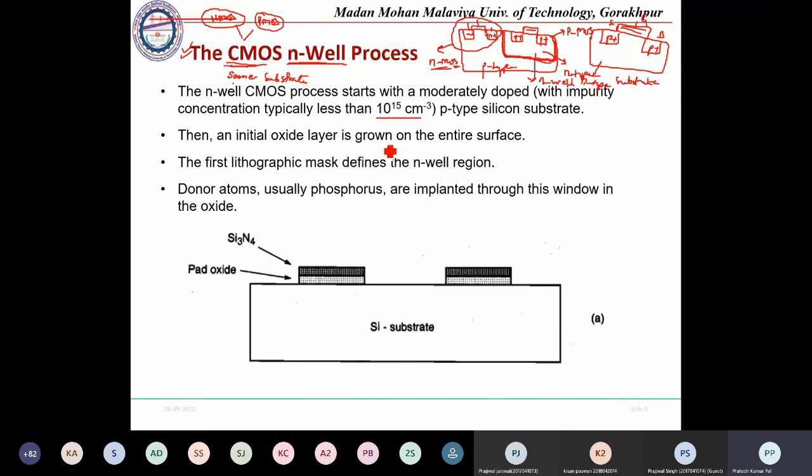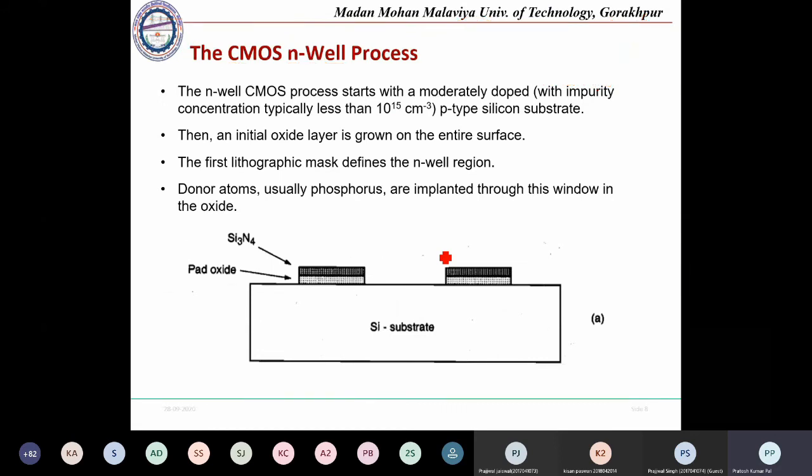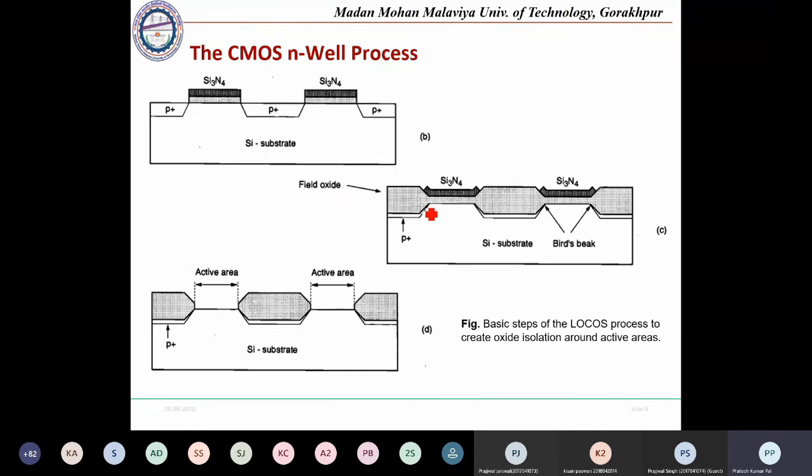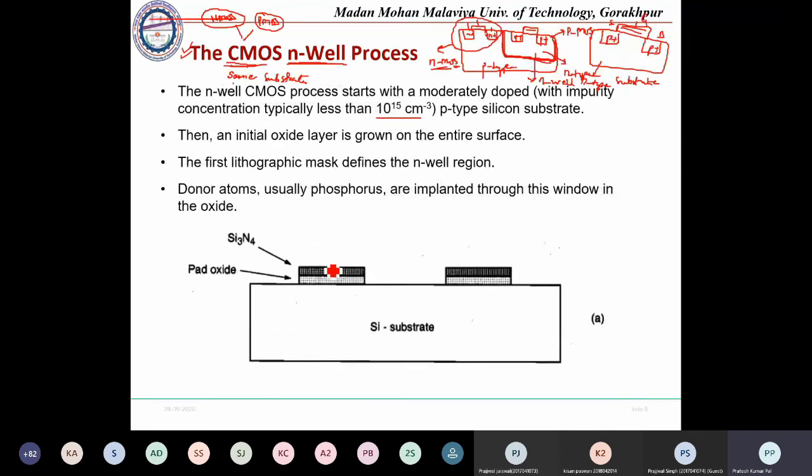First of all, the process will be starting with the moderately doped substrate, and along with that, an initial layer of oxide will be grown on both sides, and then donor atoms, usually phosphorus, are implanted through this window in the oxide. So we will be using phosphorus atoms to have sufficient doping concentration. Once we have done that, for the gate terminal, there are different materials that can be used. Silicon nitride can be used.